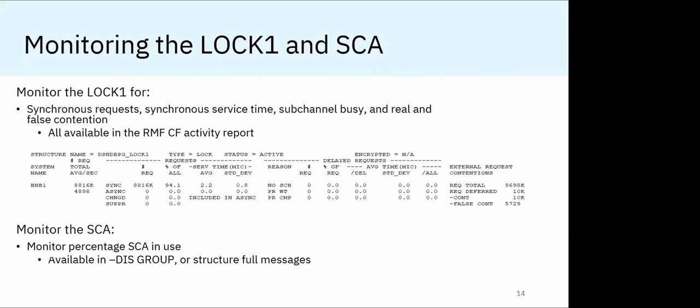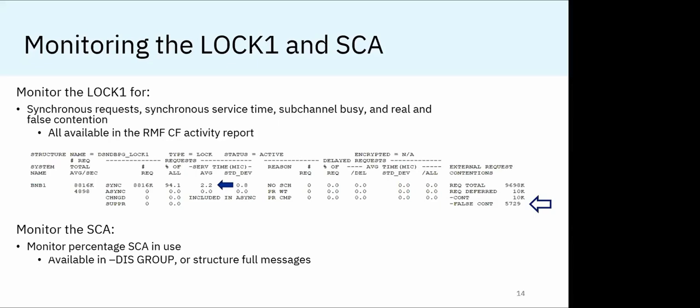Monitoring the lock one and SCA. We recommend to customers to monitor both the lock one and the SCA. For the lock one specifically, we're looking at synchronous requests, synchronous service time, subchannel busy, and real and false contention. So when we do our analysis, we look at the RMF coupling facility activity report, and you can see all this information in there. And we basically look for anything that is out of the ordinary or really high numbers or something like that.